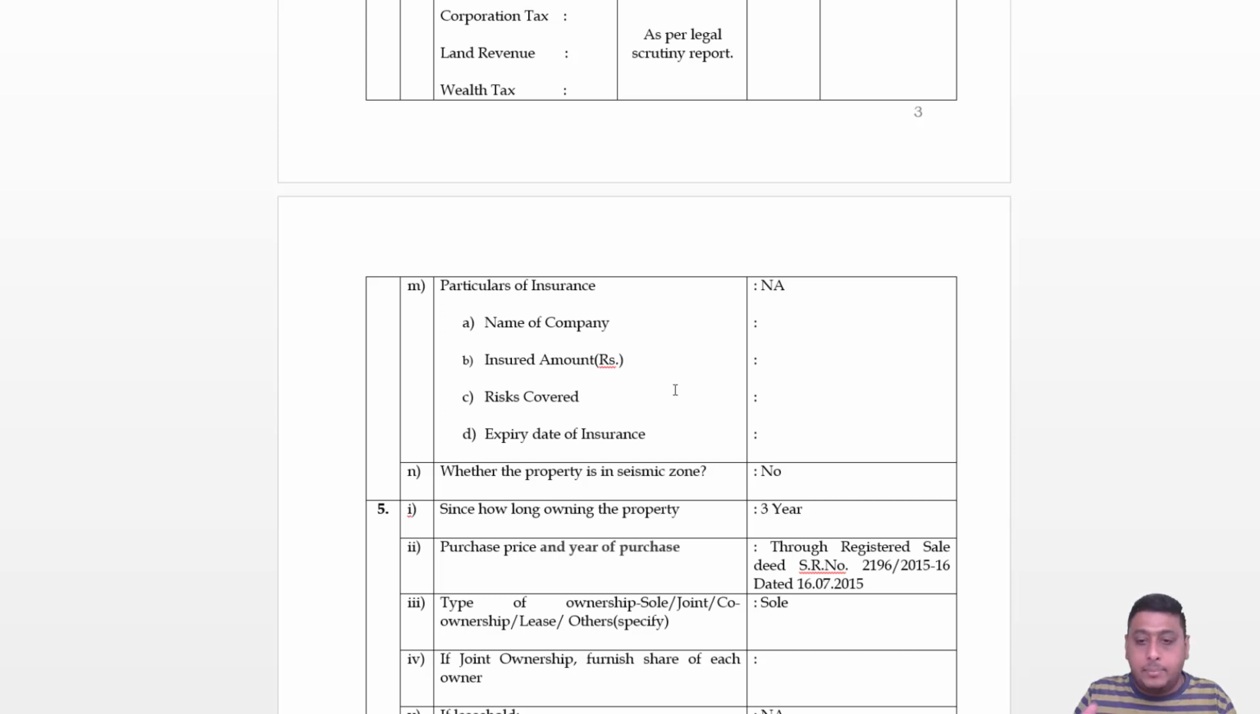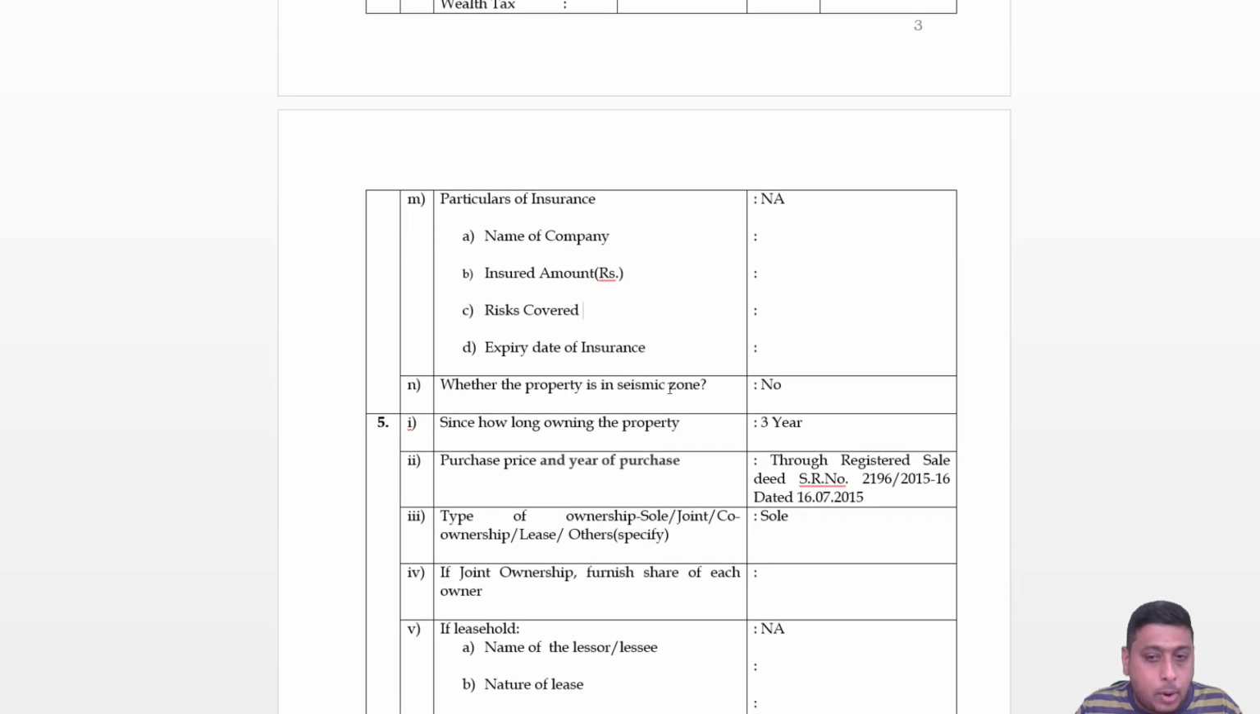I can do this. I'm telling you people, this is very, very easy. Okay, this is very easy. There is no complication. Once we understand the process, once we know what exactly is happening behind the scenes, anyone can type this report. Okay. Next, whether the property comes in a seismic zone. Chikmagalur doesn't come in a seismic zone.